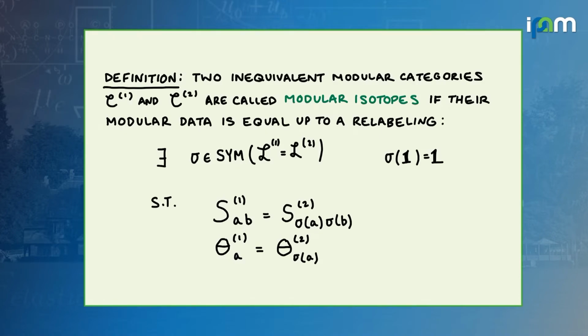And a modular isotope is going to happen if there's some way to map the modular data from one theory onto the other, right? So we're thinking about fixing the anyon types, but permuting the anyon labels in such a way that once we apply that permutation, the two matrices, the S matrix and the T matrix, or the S matrix and the twist, are actually equal on the nose, right? Any questions about this definition?